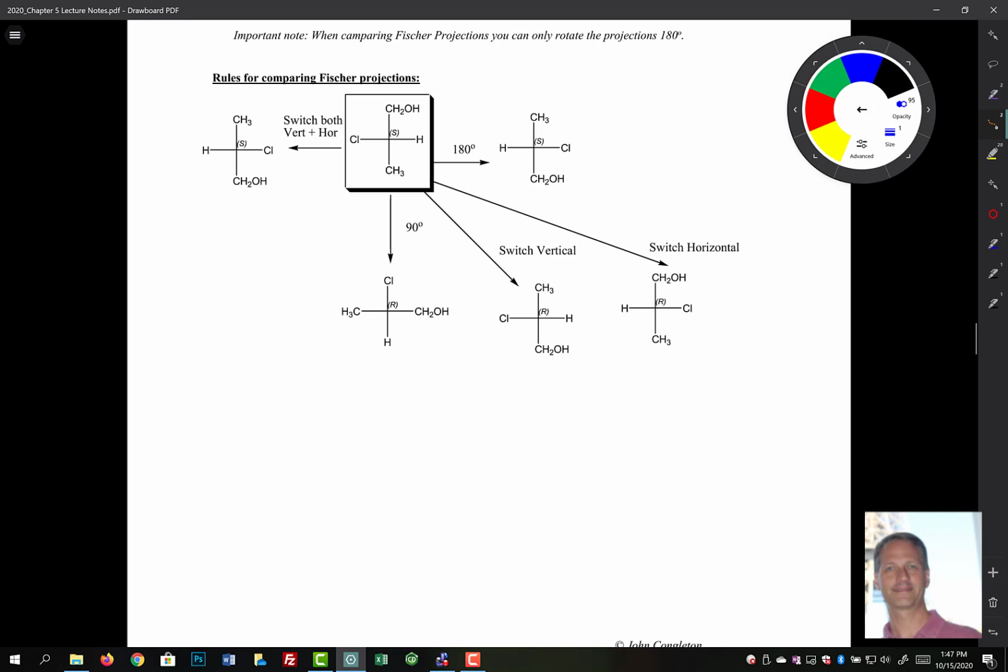So one of the things classically that comes up in these types of problems is you're given 2 or 3 or 4 different orientations or Fischer projections or just drawings, and you're asked to determine if they're the same or if they're enantiomers of each other. So just remember, when comparing Fischer projections, kind of the easiest thing to do is to do 180-degree rotations.